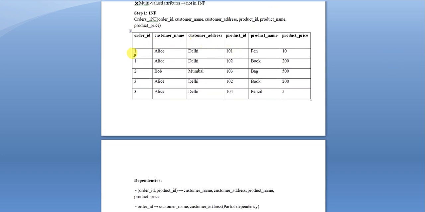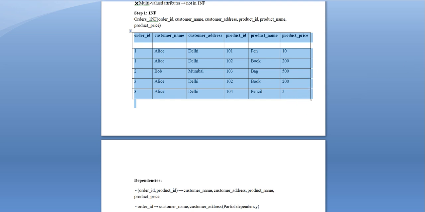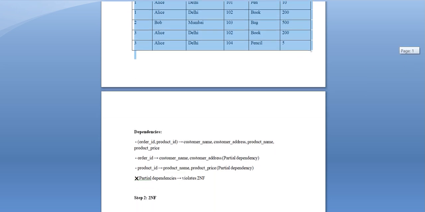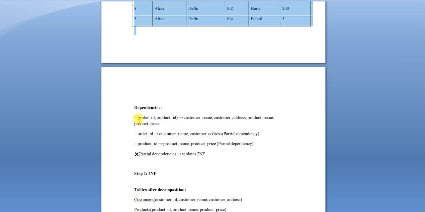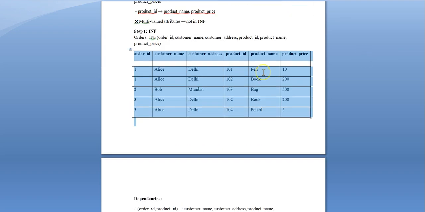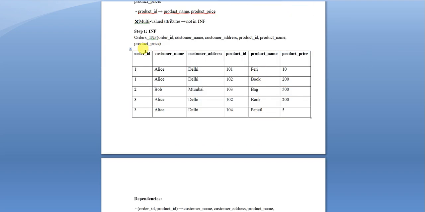So now it is converted into first normal form. A table in 1NF should contain only atomic values. Now we have converted it: 1, Alice, Delhi, 101, 102, 103, 102. So now we can observe that the table is in first normal form. Once the table is in first normal form, the dependencies are: order ID and product ID determine the customer name, customer address, and product name. Sometimes they will mention the dependencies, but we need to do the analysis.